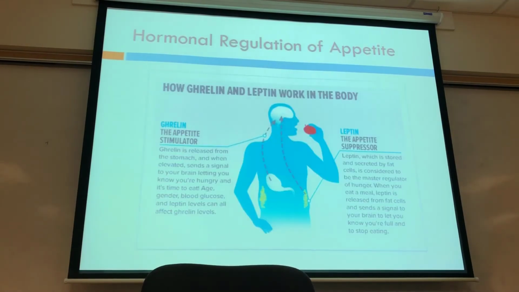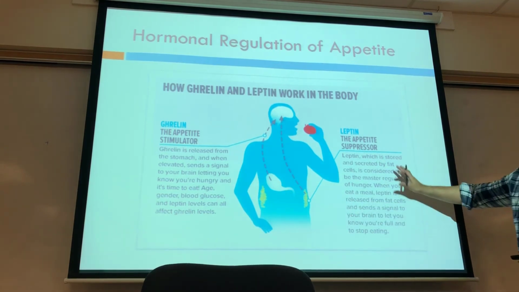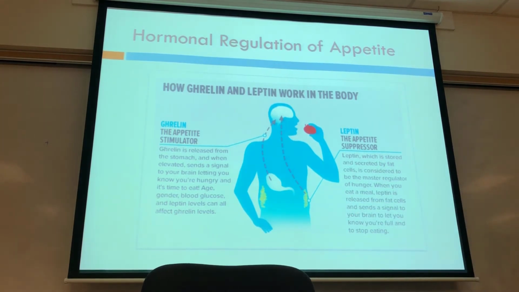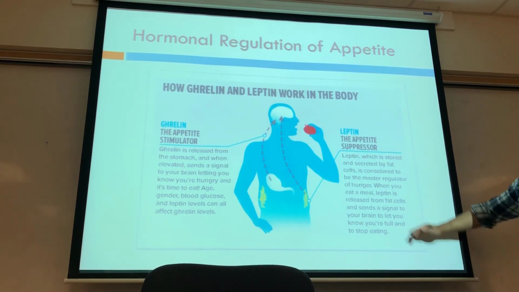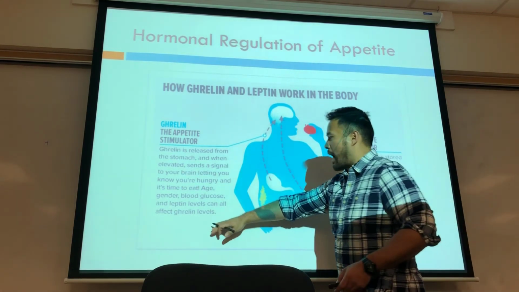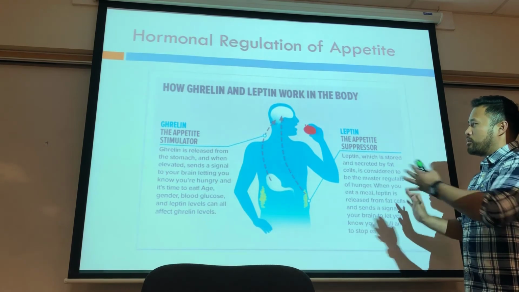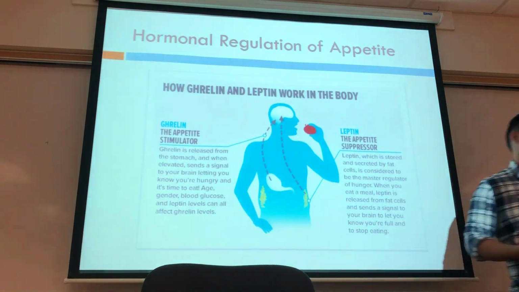The next slide really just goes over the two: ghrelin, the appetite stimulator, and leptin, the appetite suppressor. And they work hand in hand. Leptin, which is going to decrease your appetite, takes place after you eat. Ghrelin will be the highest right before you eat. And they work hand in hand in order to regulate your need to feed.